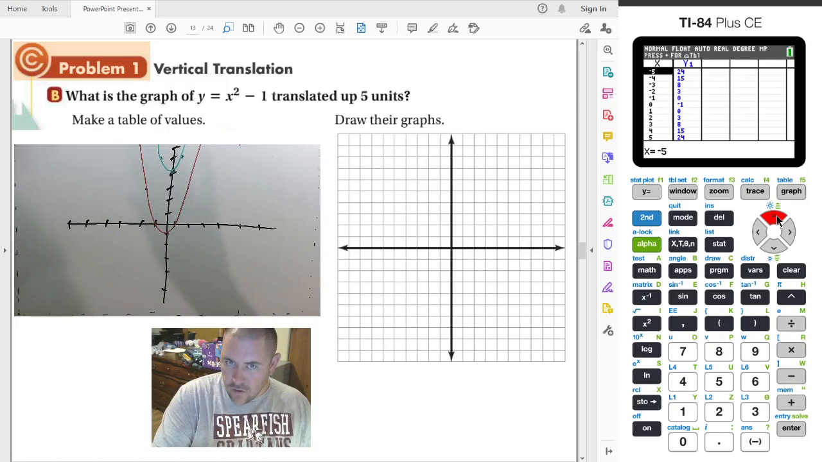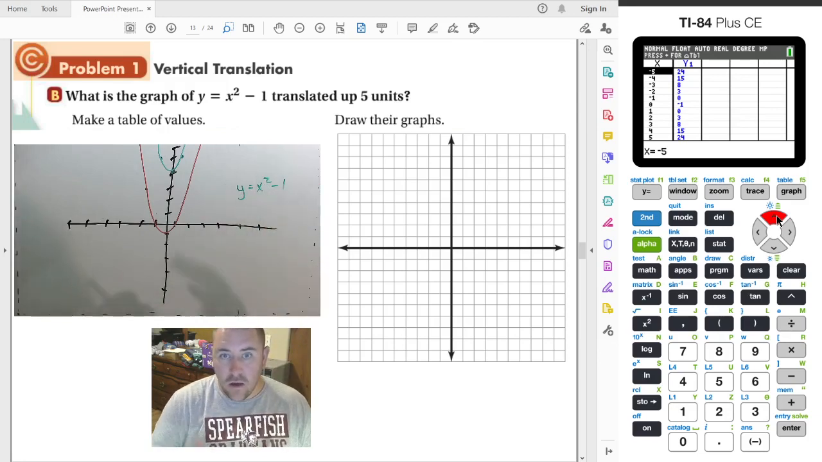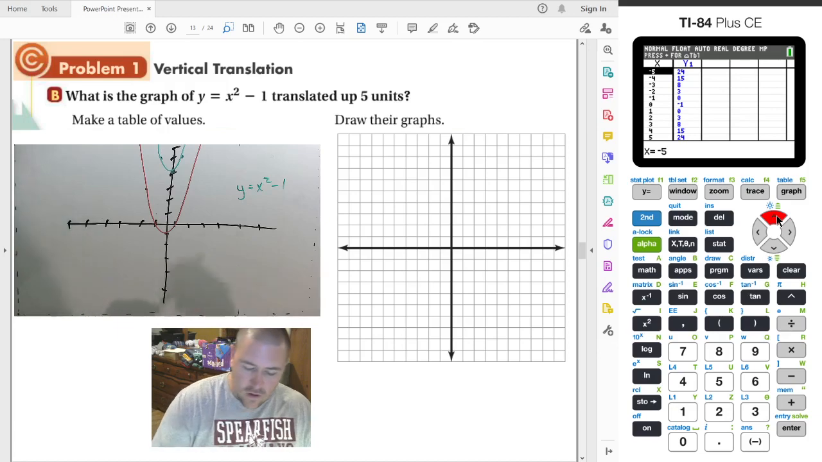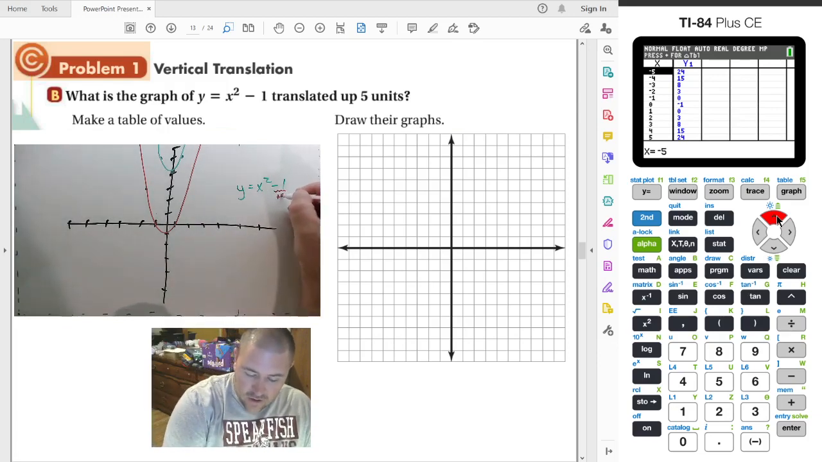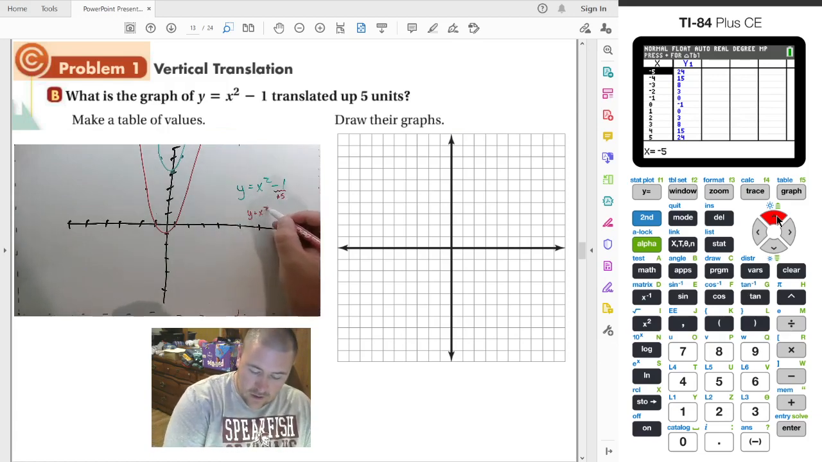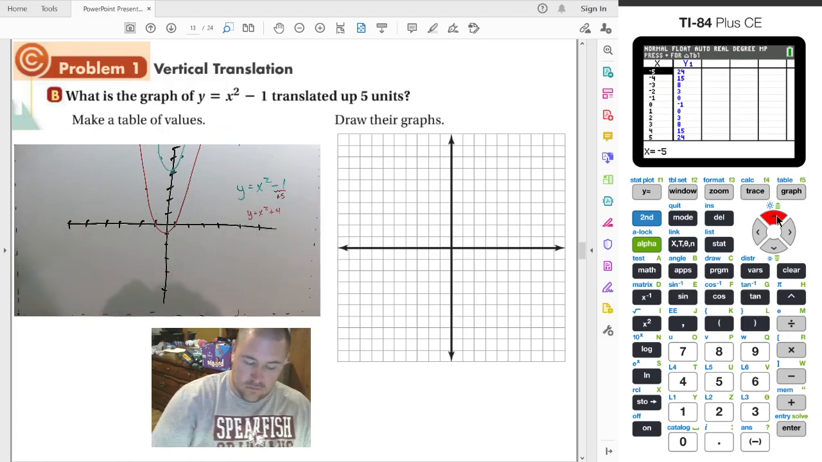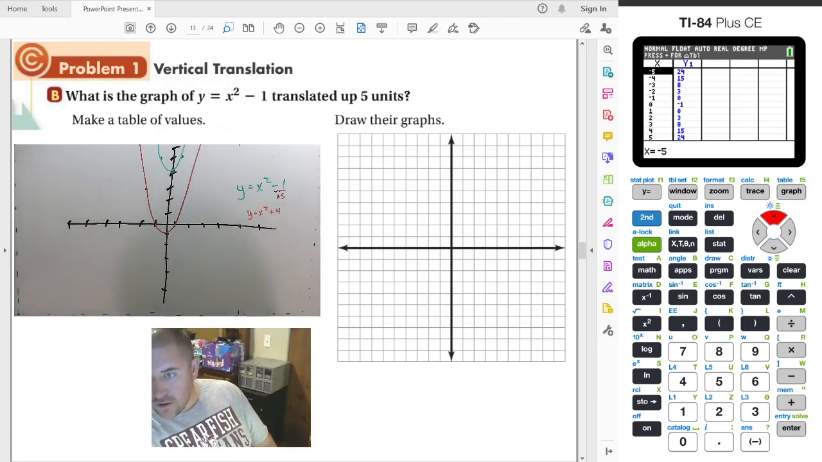If I look at that in terms of a function, now they said what's the graph? But y equals x squared minus 1. If I want to move that up 5 units, well, this is the k spot. K does vertical translation up and down, so I will just add another 5 to the k spot, getting x squared plus 4. Now I can show this 2 different ways on a calculator.